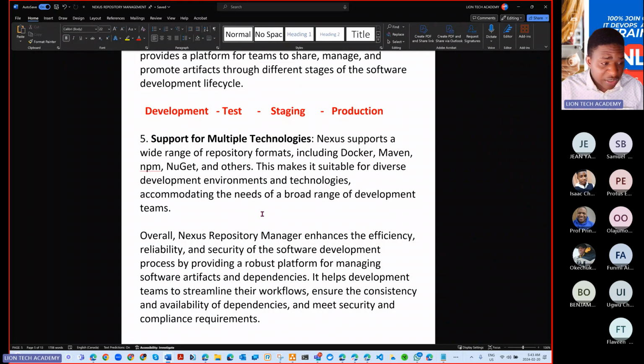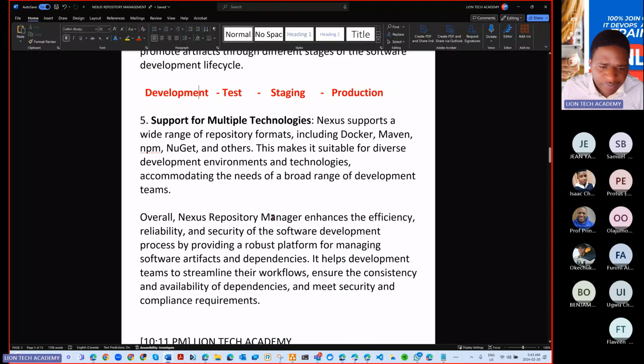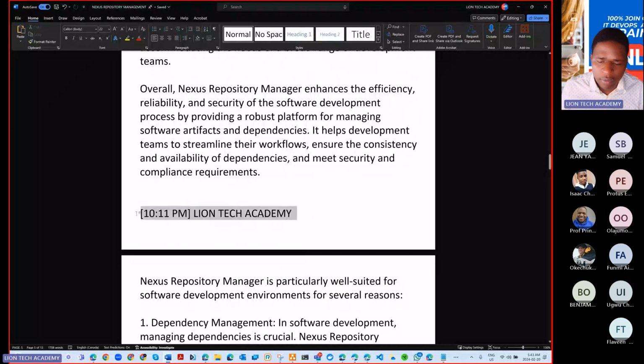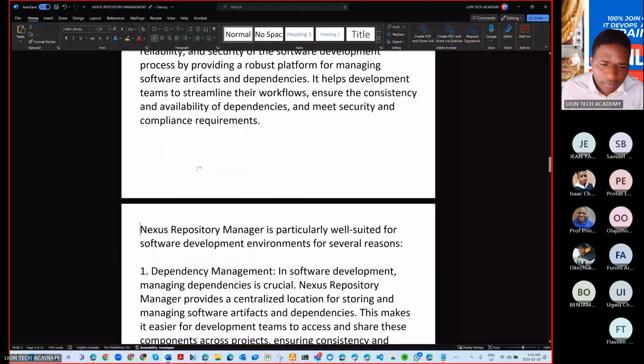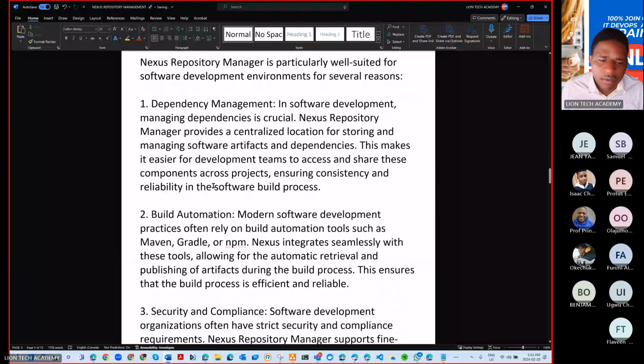Can Nexus still serve? Or does it mean that they have to go look for an artifact manager for Docker, for NPM, NuGet? It becomes so cumbersome, right? But if you can have one environment where all the artifacts fit in, therefore support for multiple technologies favors Nexus as a choice of repository manager over others, and all of that. So again, look at all of that.